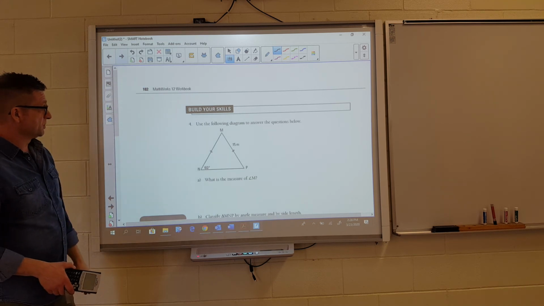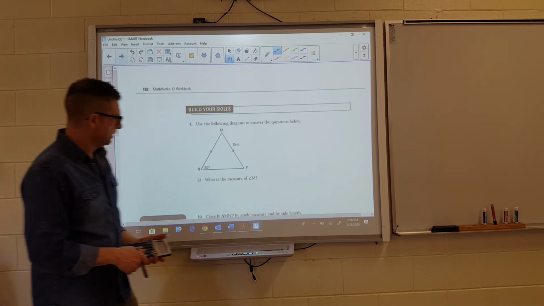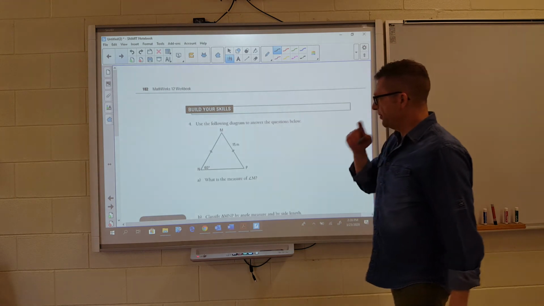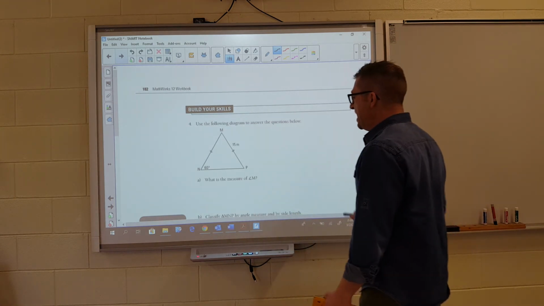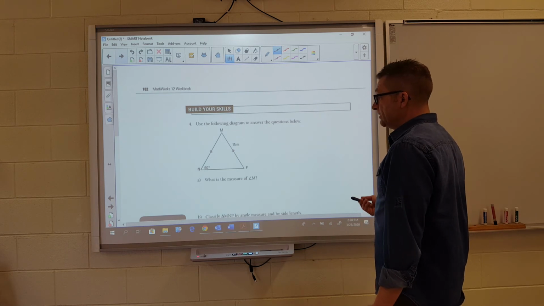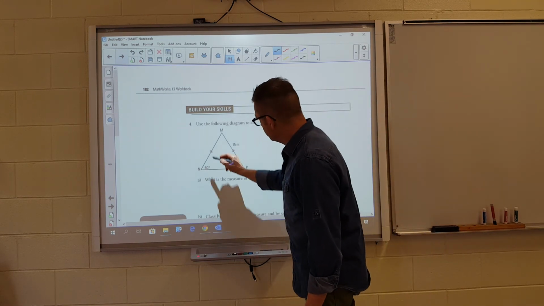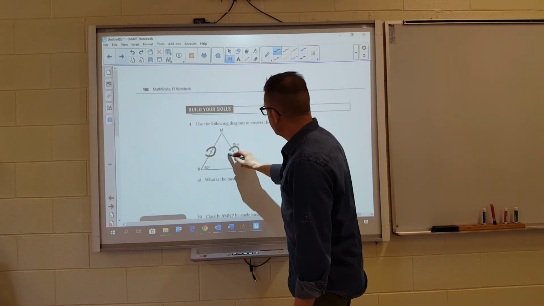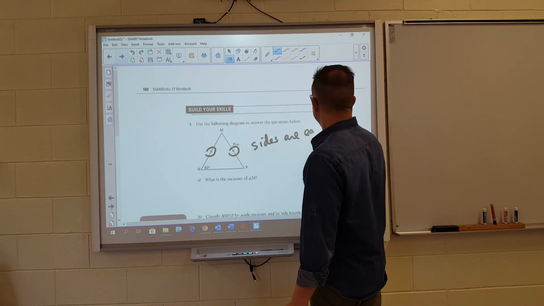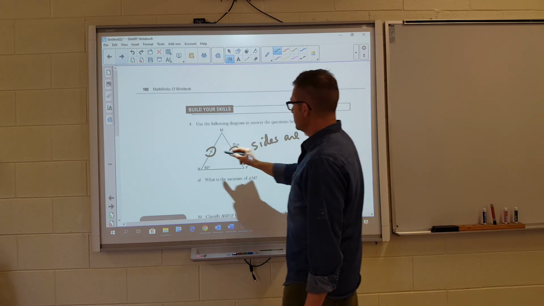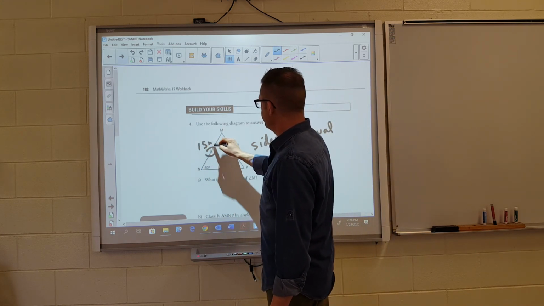And there's your first question. So let's just try this one, and then we'll maybe let you try some on your own. So use the following diagram to answer the questions. What's the measure of angle M? Well, that's a good question. You'll notice these little symbols here, there, and there. That means the sides are the same, are equal. Okay? Well, if that's the case, then this one is also 15 meters.